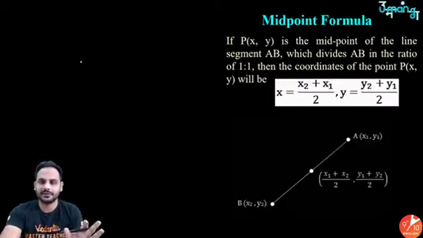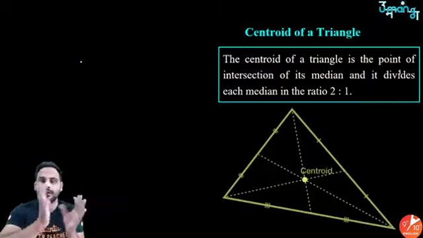ठीक है, as simple as that. तो midpoint होता है directly use this formula, x1 plus x2 divided by 2, y1 plus y2 divided by 2, as simple as that. ठीक है, उसके बाद में आता है बेटा centroid of a triangle.